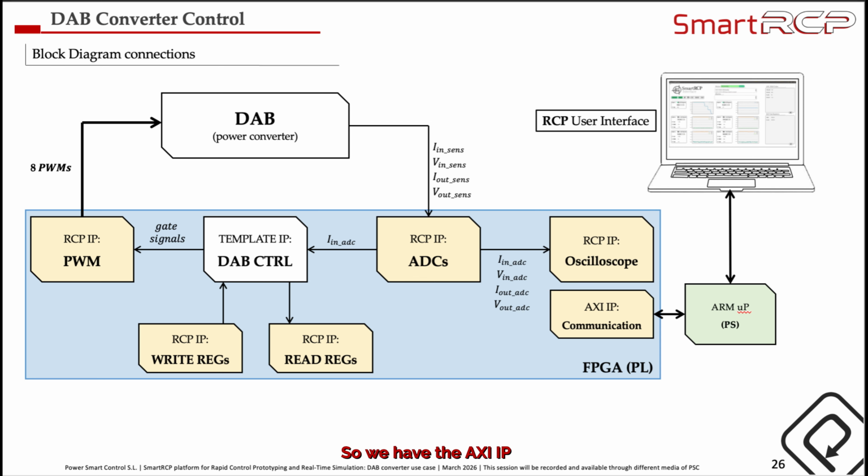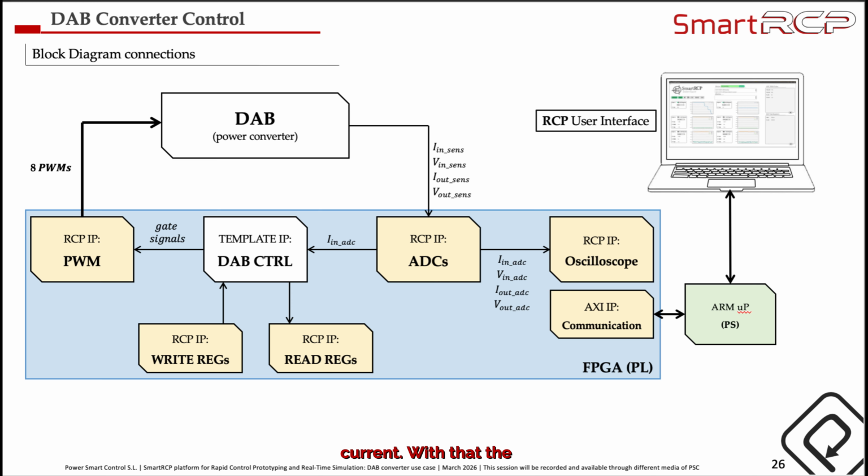So we have the AXI IP communication that interchanges information with the user interface. In the middle, it is one of the microprocessors of the Kria K26. This communication will send and write registers that will be connected to the control IP. We also have the analog-to-digital converter drivers, which will be receiving the real signal from the converter, and will be feeding the real current to the control.